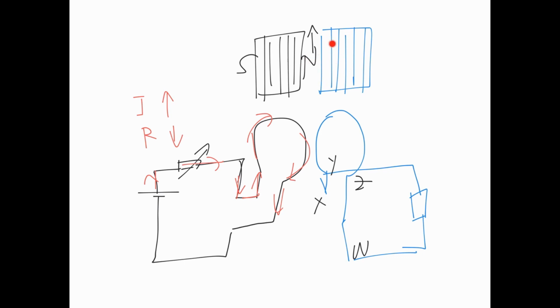So this side must be what? To prevent it from becoming more and more north, this side must be north or south? It must also be north, and this must be south. So if we use our right hand grip rule for this solenoid now, your thumb points to your left, you will notice that the current flows from W to Z to Y to X.